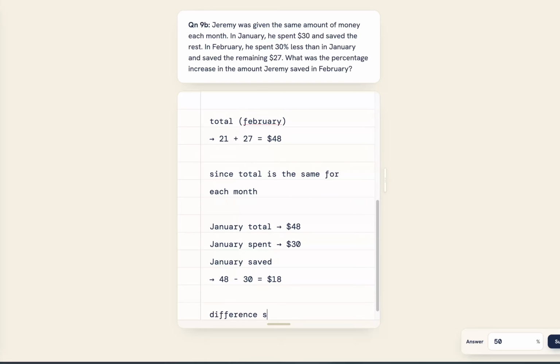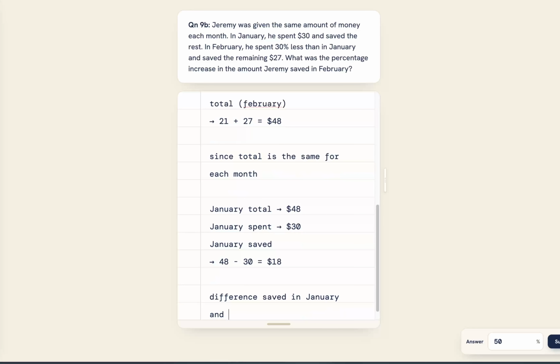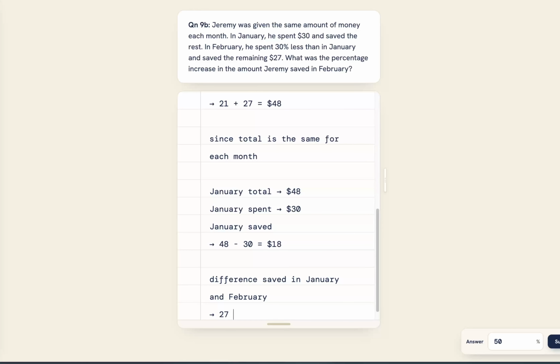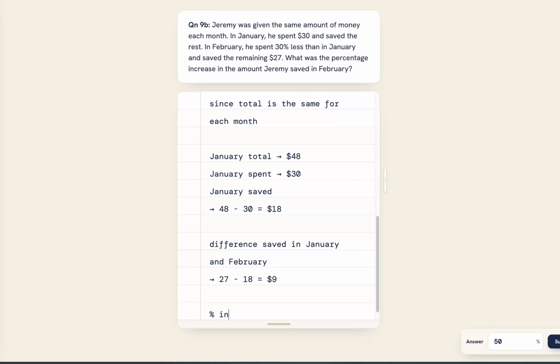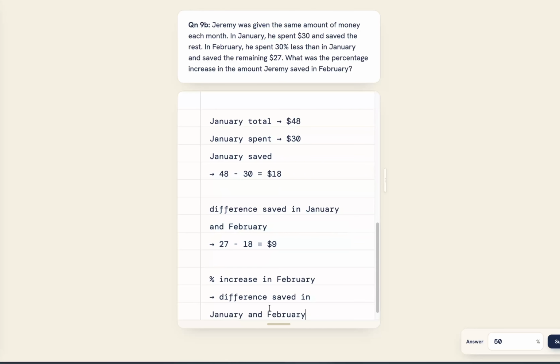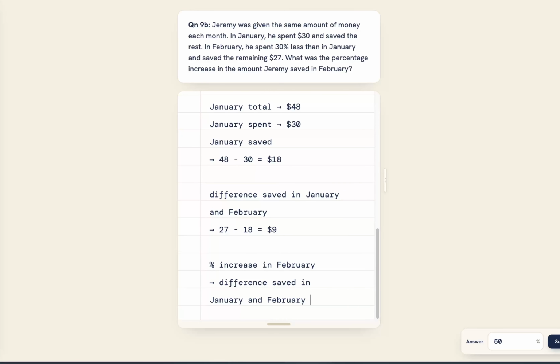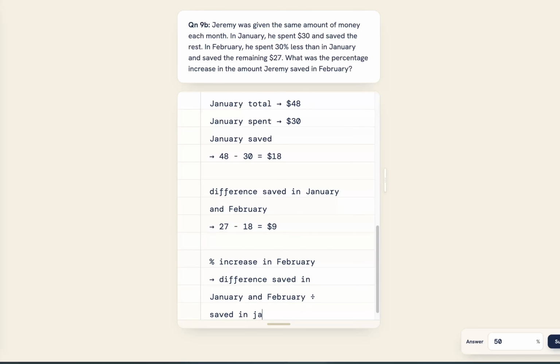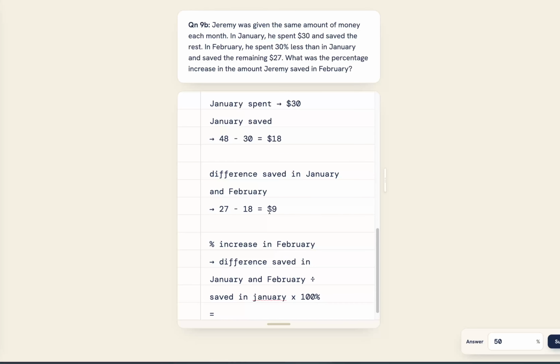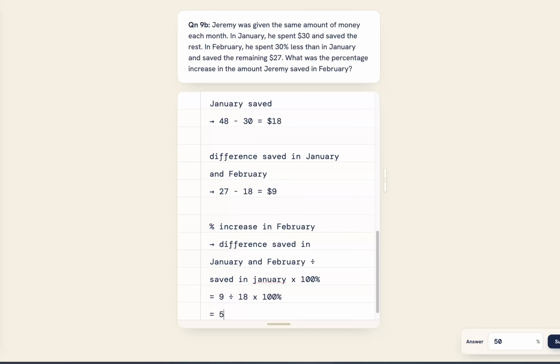So difference saved in January and February is equal to 27 minus 18. This will give us $9. So percentage increase in February is basically difference saved in February and January divided by saved in January and then times 100%. So in this case, the difference saved is 9. January saved is 18, times 100%, not 19, 18. And this will give us 50% increase. Right, there you go. So that's the answer.